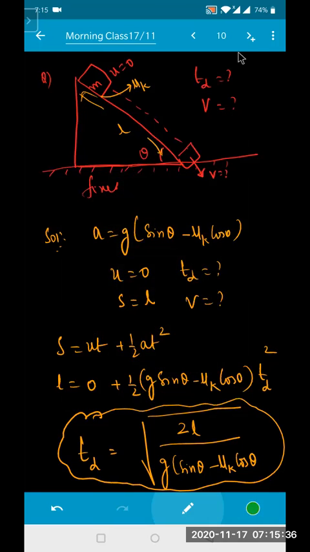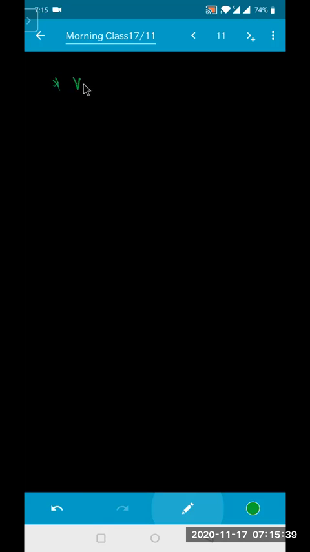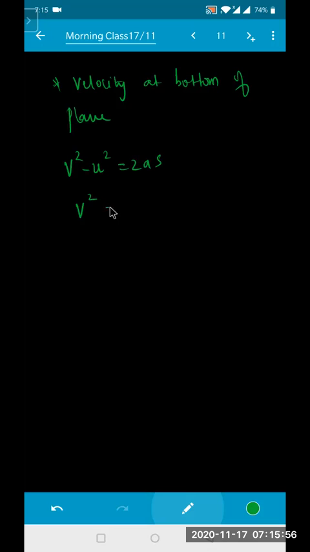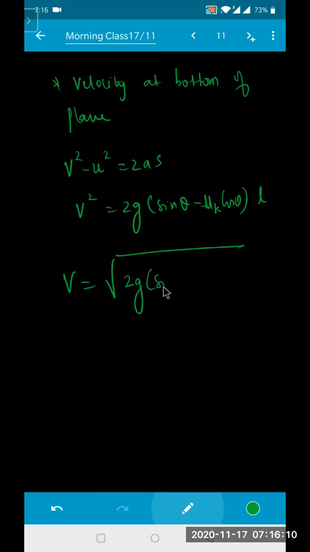So what is the velocity? v is equal to how much? Velocity at the bottom of your plane will be equal to how much? v square minus u square is equal to 2as. So initial velocity is 0. So v square is equal to 2 into a value, which is g into sine theta minus mu k into cos theta, into the distance traveled, L. That means v value will become under root of 2g into sine theta minus mu k into cos theta into L. So this is the velocity.